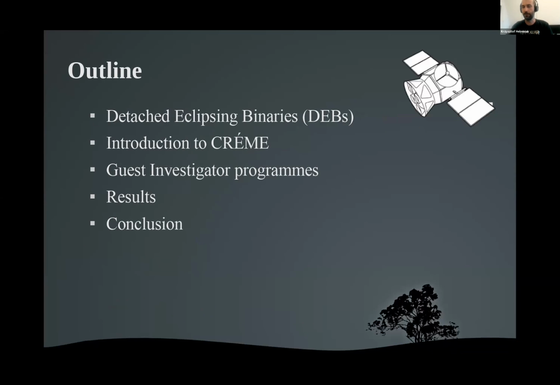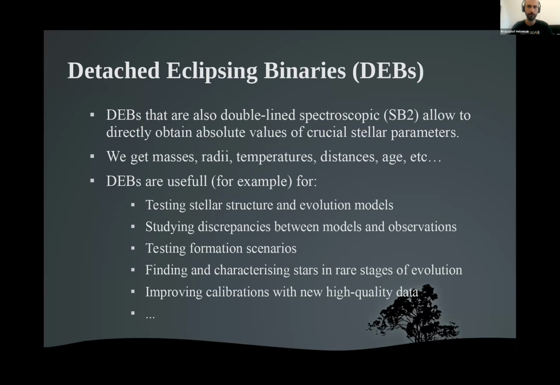Because it's the first talk about eclipsing binaries, one of the very few at the conference, I will first give a short introduction to eclipsing binaries. Then to the CREME project, our guest investigator programs on TESS, and some results and conclusions. Eclipsing binaries are among the most interesting and most useful objects in astronomy and stellar astrophysics, especially if they are also double-line spectroscopic binaries. We get a lot of crucial key parameters for the stars from those objects.